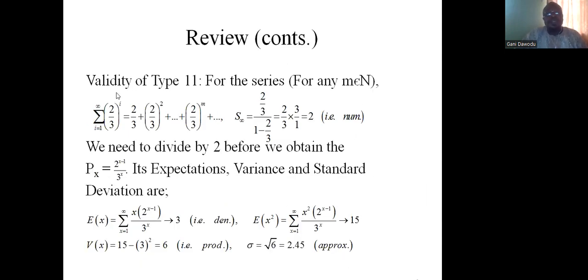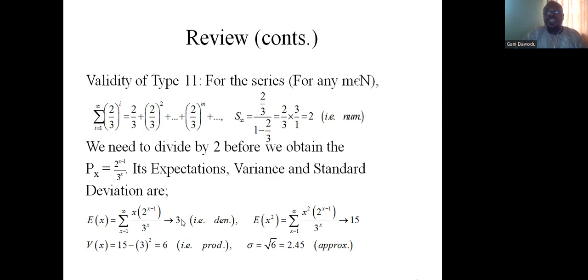All right. Validity of type 2. This is the series. You know, the numerator is the type. The first term a is equal to the common ratio, which equals 2 over 3. And it sums to infinity to give you 2. Mind it, the numerator. Okay. The PMF is this. So the expectation, variance and standard deviation are obtained.